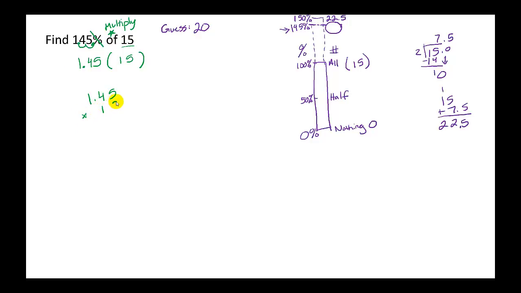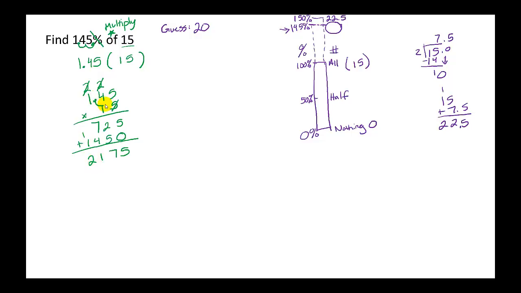1.45 times 15. When we multiply, we don't focus on the decimal until the very end. So I'm going to say 5 times 5 is 25. 4 times 5 plus 2 more is 22. 5 times 1 is 5 plus 2 more is 7. So I'm done with these. Because I'm done with the 5, I'm going to put a 0, and now I'm going to multiply by 1. 1 times 5 is 5. 1 times 4 is 4. 1 times 1 is 1. And I'm going to add: 5, 7, 7 plus 4 is 11, 1 plus 1 is 2.